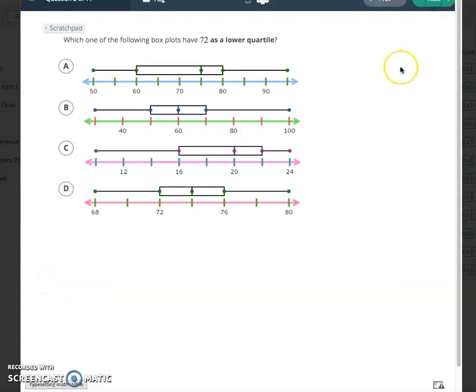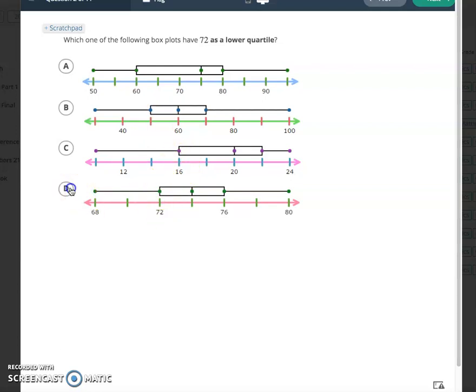All right, let's look at the next one. Which one of the following box plots has a 72 as a lower quartile? So lower quartile means if you look at the quartiles, Q1, 2, and 3, the lower quartile is Q1. Okay, so remember this first little dot here, that's the lower extreme, not the lower quartile. This is the lower quartile. So this one lower quartile is 60. This one has a lower quartile of 50. This one has a lower quartile of 16.